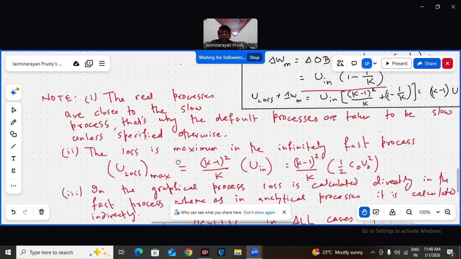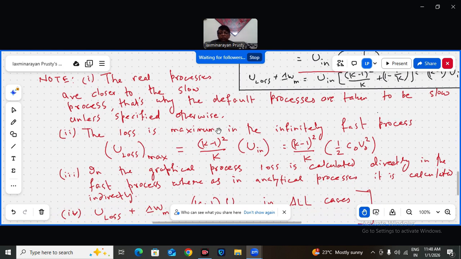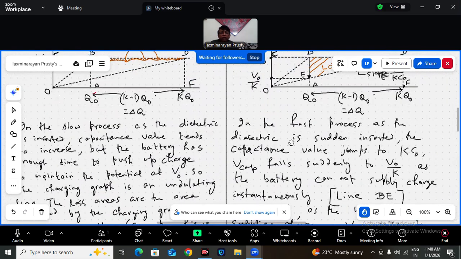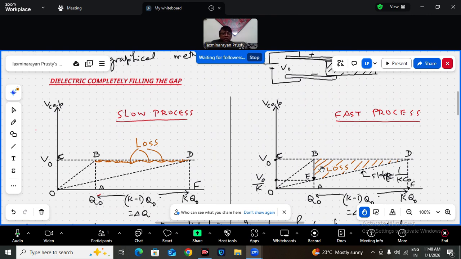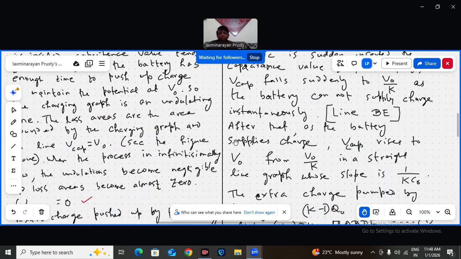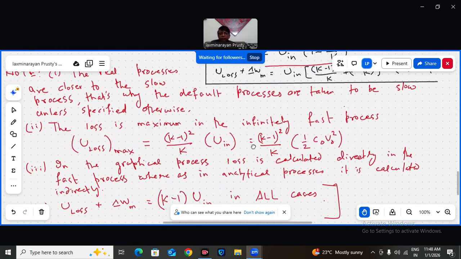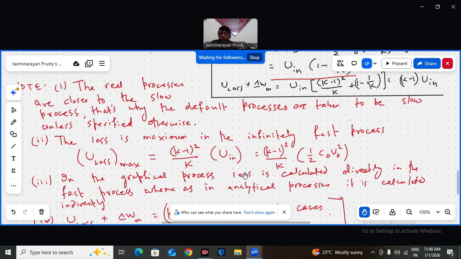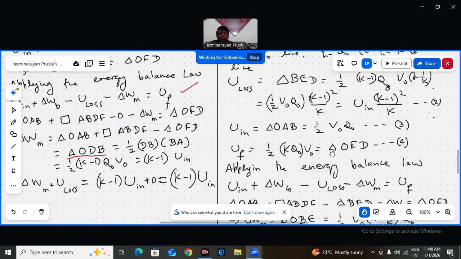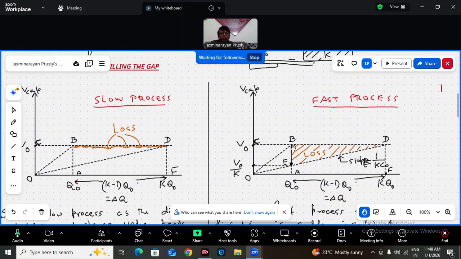The loss is maximum in the infinite fast process. This is the maximum loss possible, as you can see in this graph, because the process is like this, they will come and like this. The loss areas will be less than this maximum loss area in the real other processes, which are neither very slow nor very fast. So this is the maximum loss. In the graphical process, loss is directly calculated because from this triangle itself we are calculating loss.